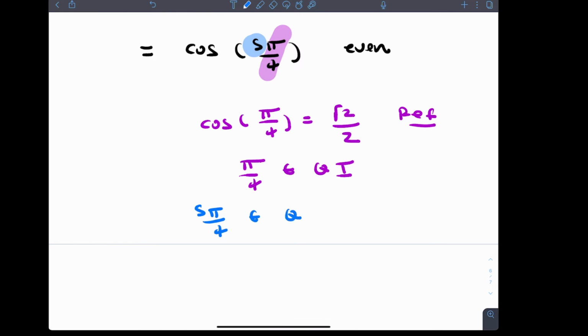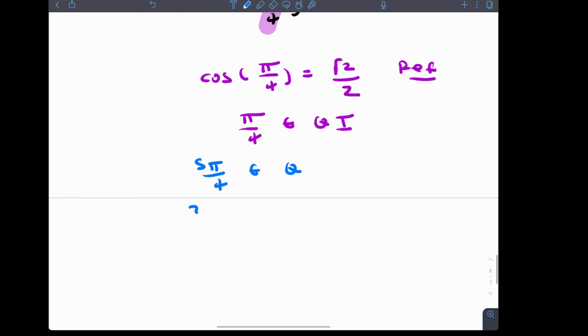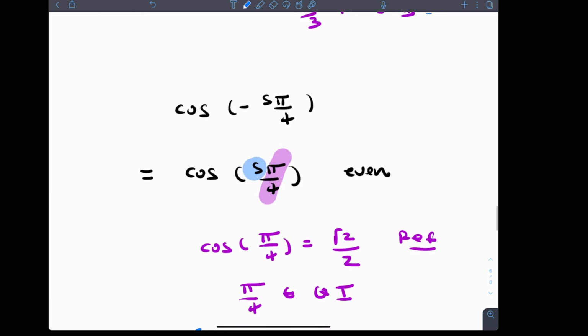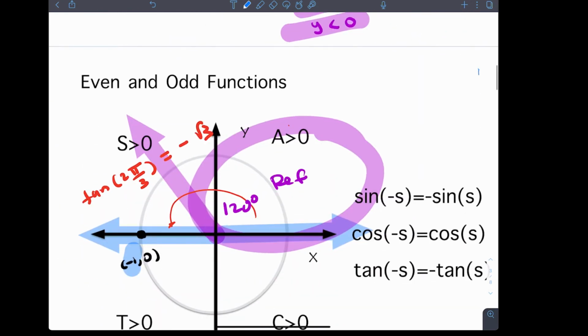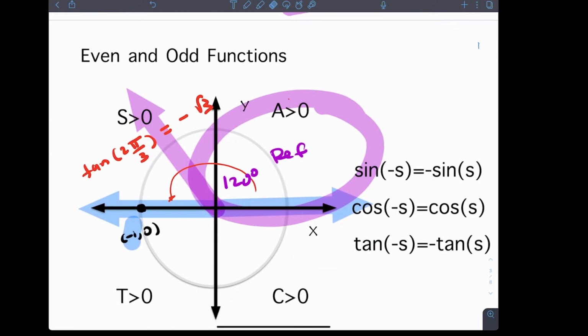Where's the 5 pi over 4? That's the real question. What's 5 pi over 4? What quadrant is that in? Well, 5 times 45 degrees is really what? Is it 225? Haven't we talked about degree conversion? Right? 225. Okay, go back. 225 degrees. All right, I guess I have to do this. Where's 225 degrees?